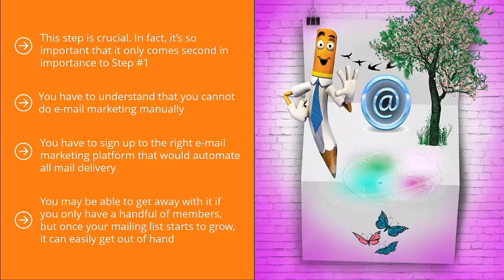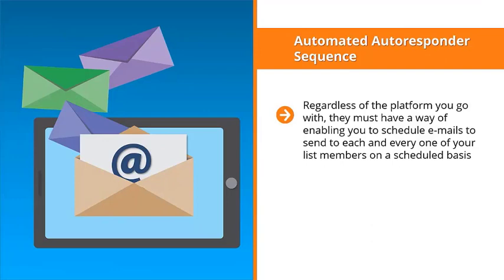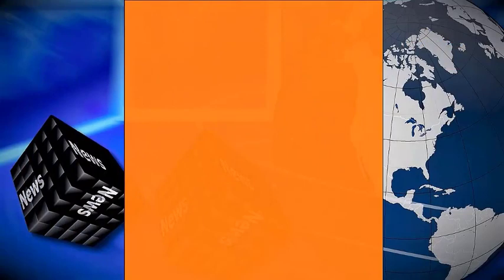Pay attention to key common features of email marketing platforms. Automated autoresponder sequence. Regardless of the platform you go with, they must have a way of enabling you to schedule emails to send to each and every one of your list members on a scheduled basis. For example, if somebody joined your list on Monday, they get the email update for day 1. On Tuesday, they get the email update for day 2. When another person signs up for your mailing list on Friday, they get day 1's update, and so on and so forth. In other words, your mailing list platform must be automated and powerful enough to market to all your list members on an individually scheduled basis. This is crucial if you want your autoresponder email sequence to turn your list members into buyers.